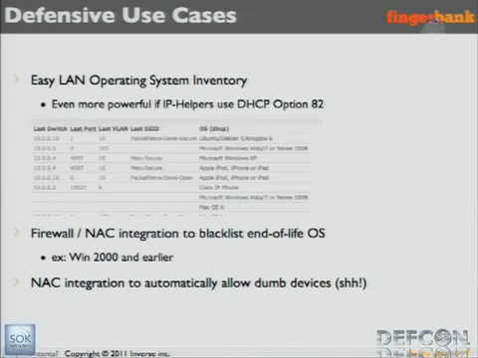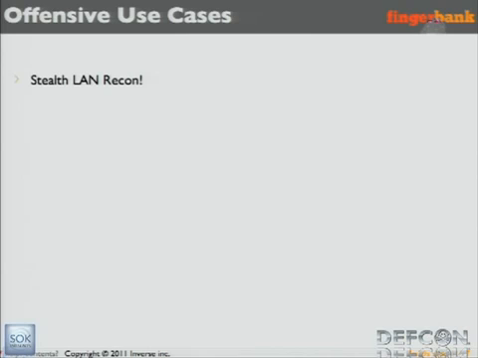But if you are a pen tester, then definitely add to your toolkit spoofing your DHCP option 55 list, because it can make the network part of the infrastructure behave differently based on what you are. So offensive use cases, obviously stealth LAN recon, so you can sit there, hook a device, and then just sniff the traffic and see what's there.